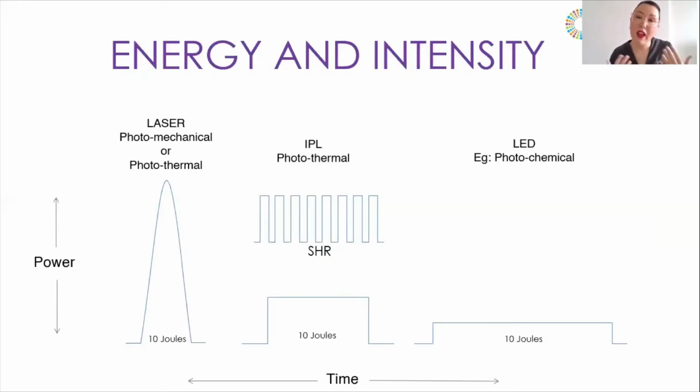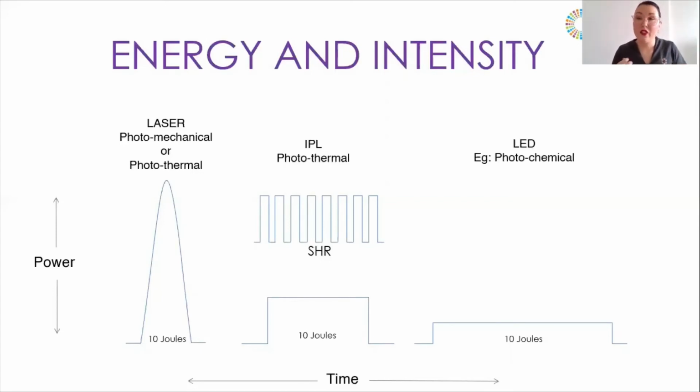Then we have something called SHR. Now, SHR can be found in our IPL machine, but also in our diode laser as well. What it does is it takes one pulse of that laser or that IPL and it chops it up into smaller bits. So say, for example, if one pulse gave us 10 joules of energy, it's going to break it down into 2, 2, 2, 2, 2, and break it up with a little break in between. We call that thermal relaxation time.